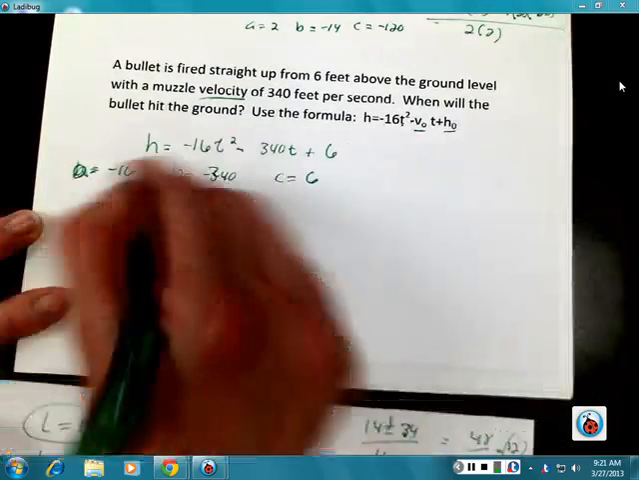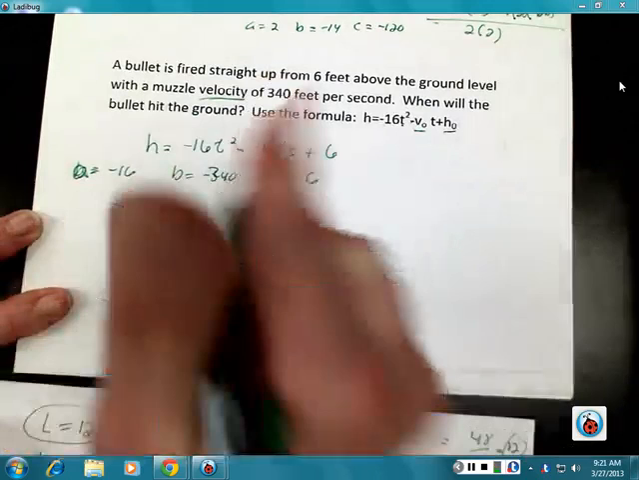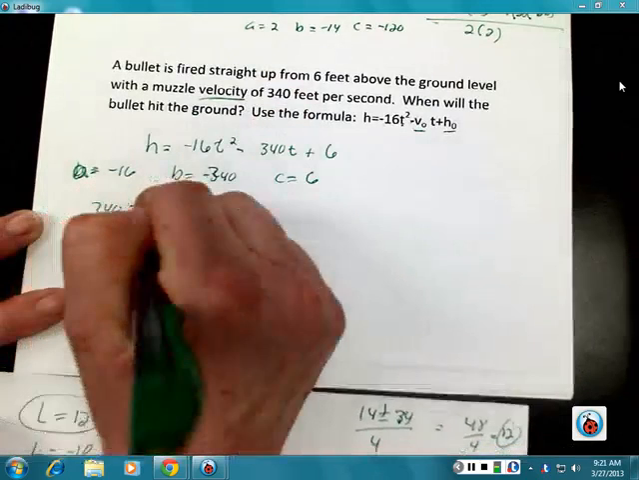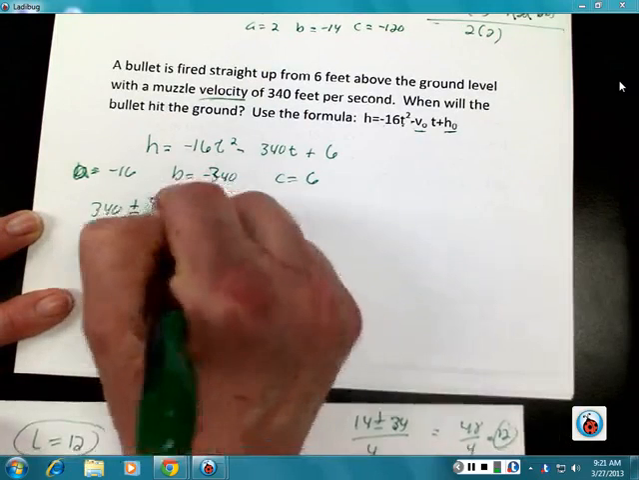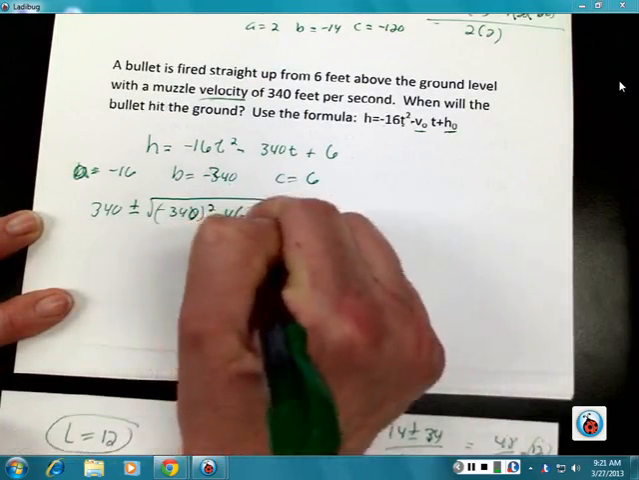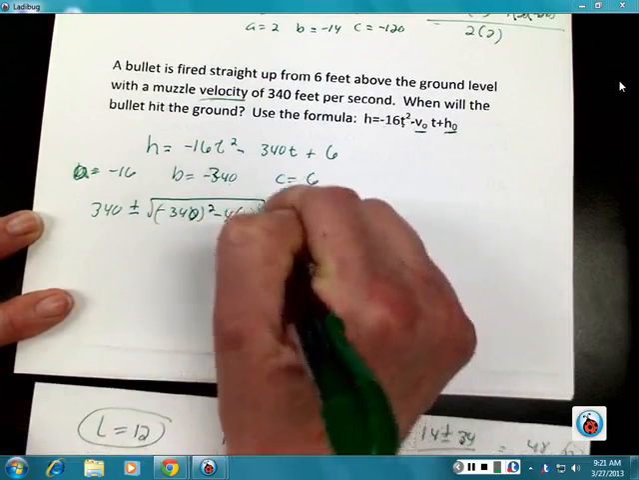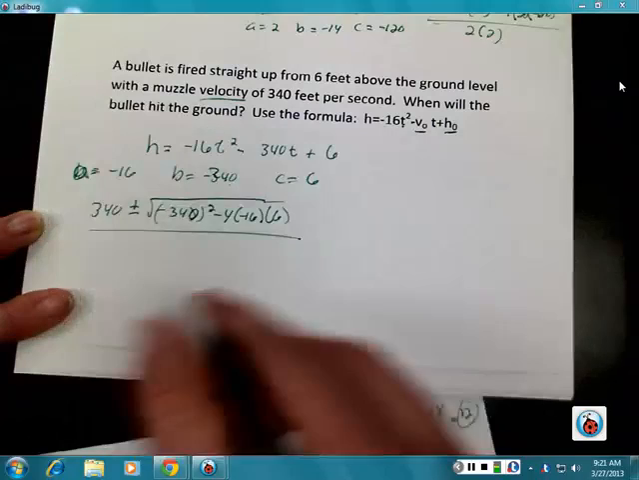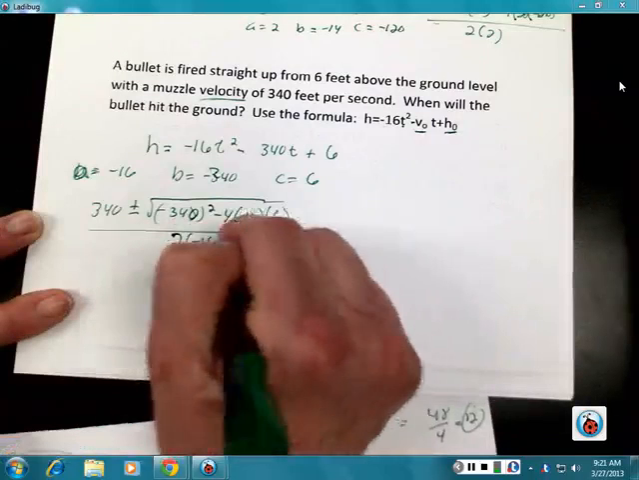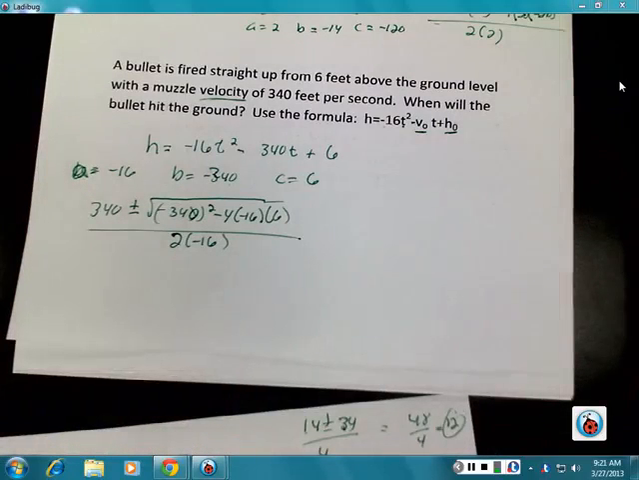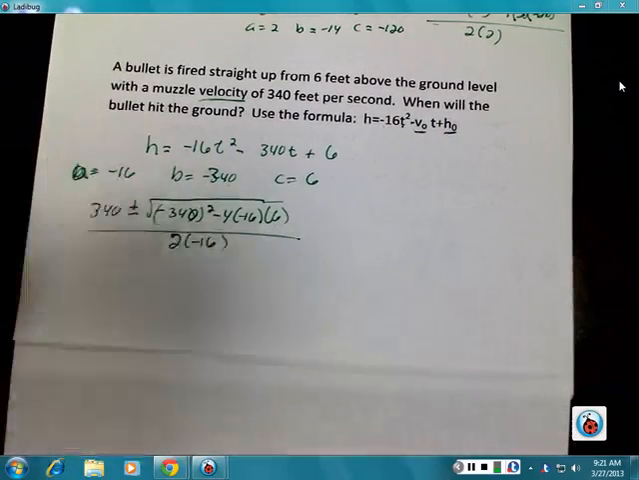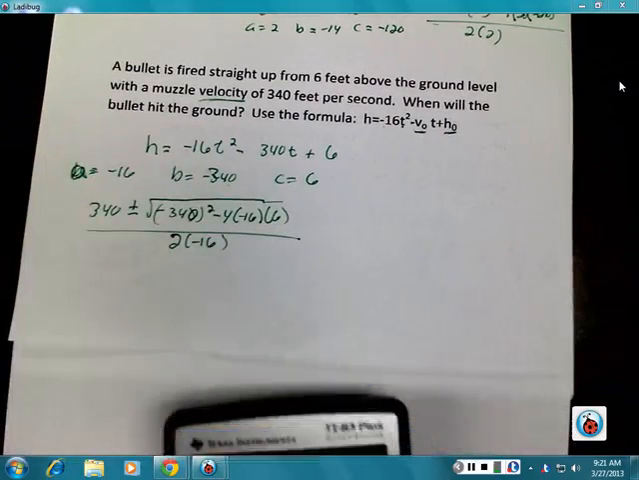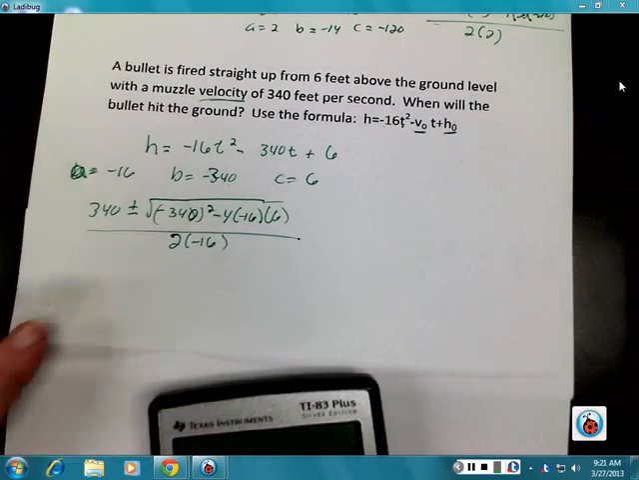So, put it in my quadratic. I have a negative 1 times B, or a positive 340, plus or minus the square root of negative 340 squared minus 4 times negative 16 times 6, all over 2 times negative 16. So that's my quadratic. So again, handy dandy calculator, make sure you have them, because you are definitely going to need a calculator with this section, because your numbers are pretty big.